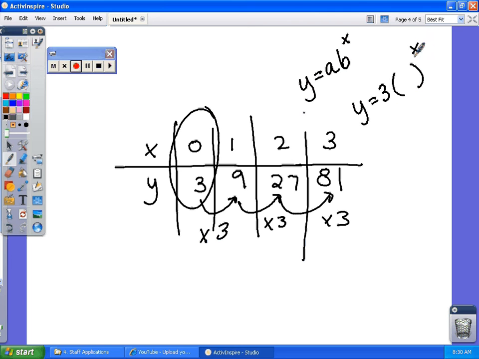And remember, the scale factor, or what it's growing by, what you're multiplying by, is what goes underneath the x. In this case, it's 3 as well. And there's your function. And that's how you identify whether something is a quadratic, linear, or exponential function by looking at a table.